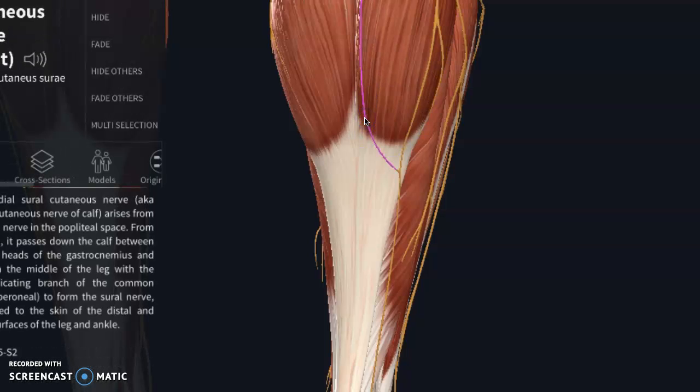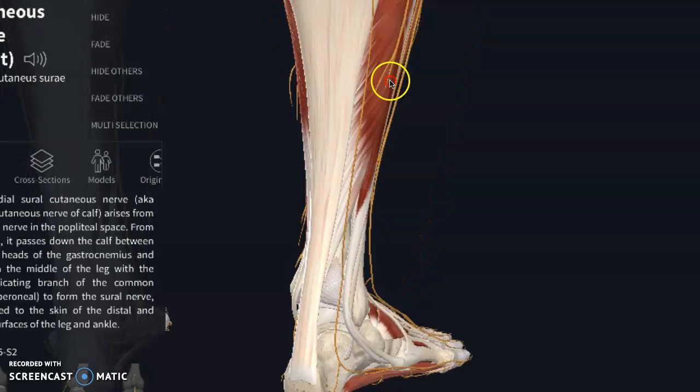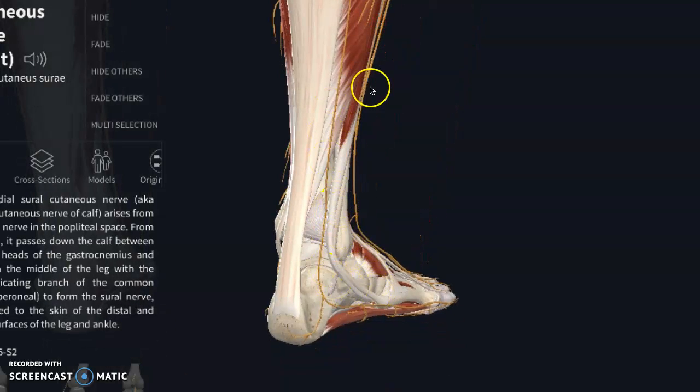Let's see if I can click it. So that's part of your sural nerve. Okay, so what it does is it does the skin and the lateral surfaces of the leg and ankle. So it does kind of out here and then heads back down, like I said, to that ankle joint.